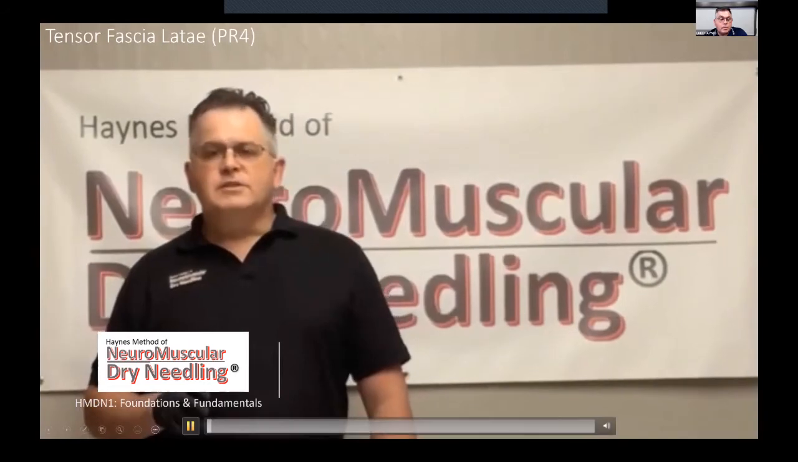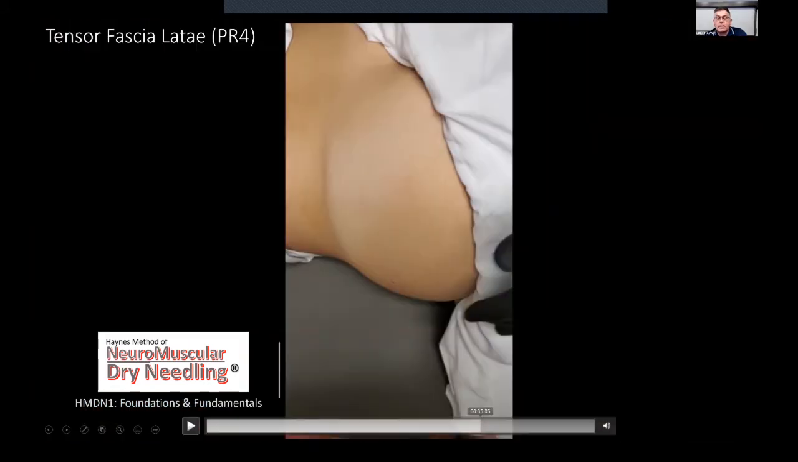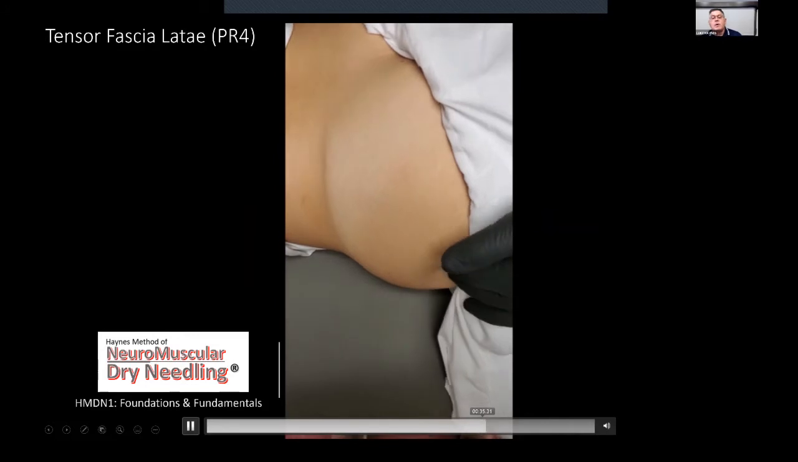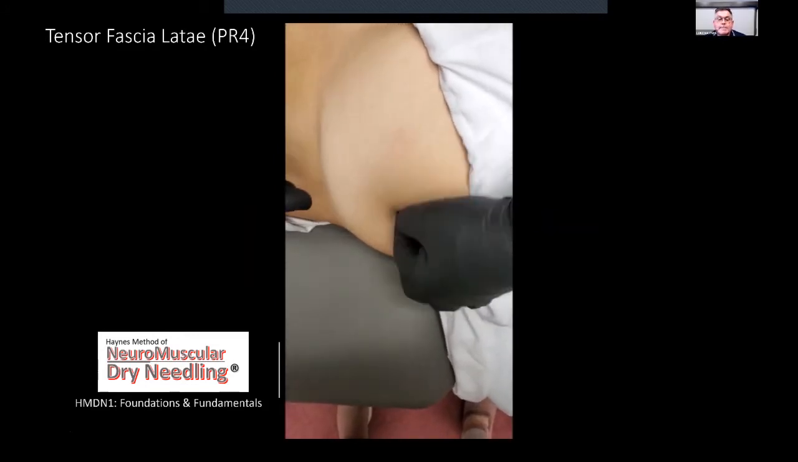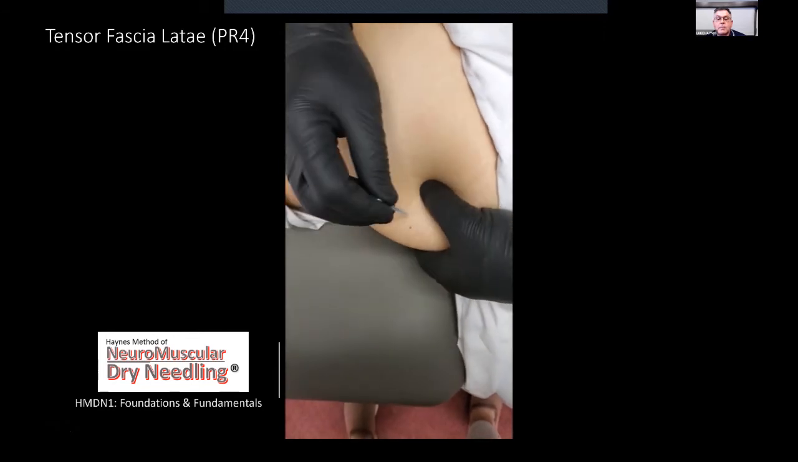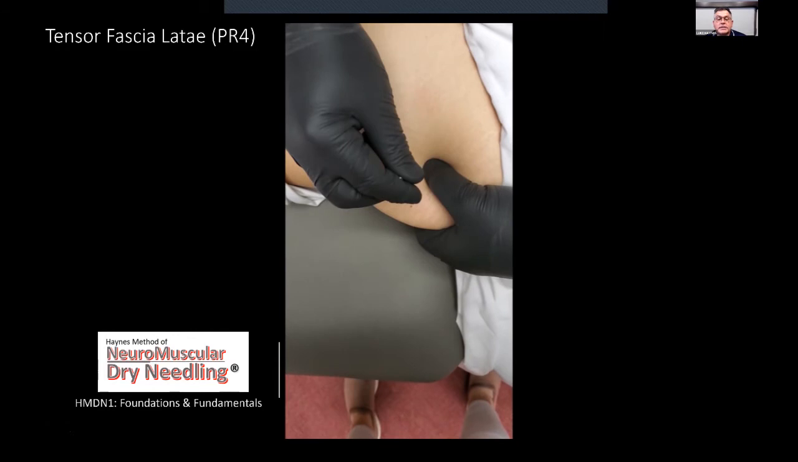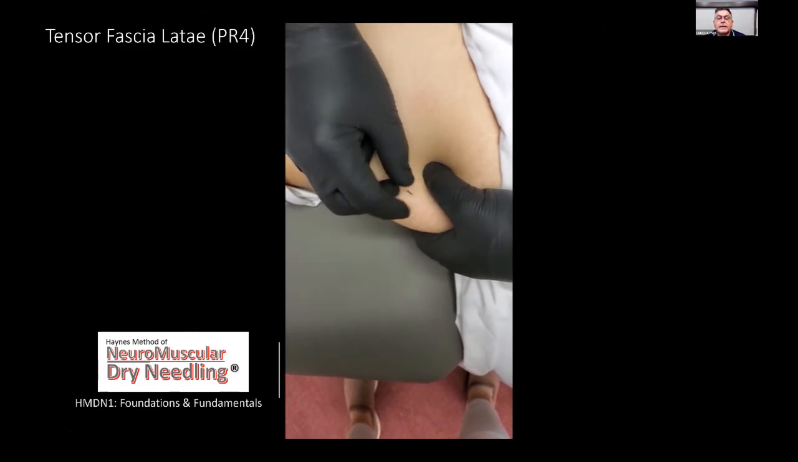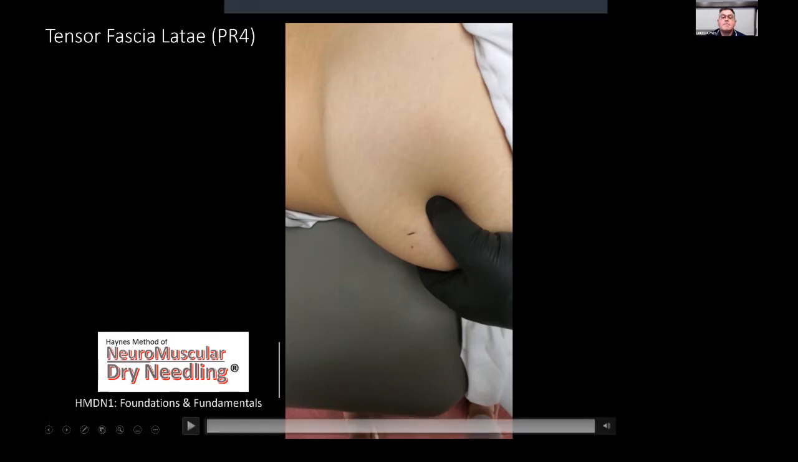For TFL, we'll have 2 locations or 2 approaches. Either a direct approach, very similar to what we just did with glute min, or we can take a threading approach from the superior aspect, threading through that muscle in the same location. So we'll take a lumbrical grip, grasp TFL, and needle posterior to anterior through that tissue. Okay.